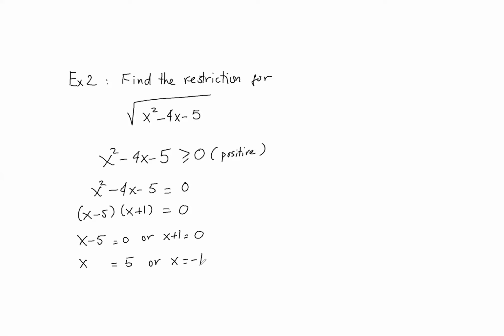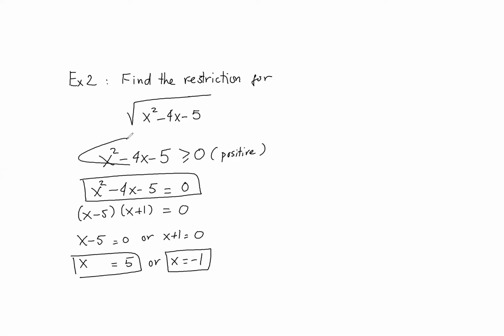Okay, now we have two values, negative 1 and 5. These two values are the solution to this quadratic equation. It's not the solution for the inequality, and we want to find the solution for the inequality. So how are we going to do that?